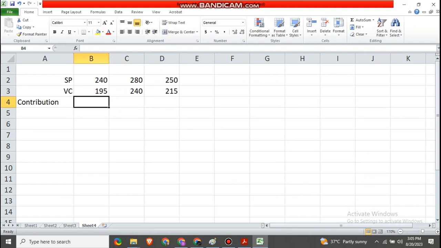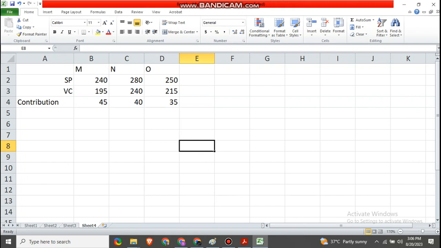So selling price minus variable cost will give you contribution, which in this case is 45, and then 40 and 35. Once we have the contribution, we can see this is M, N and O. M is giving you the highest contribution, N the second highest, and O the least contribution, even though the profit from O is $17. But we will not categorize in this priority either.